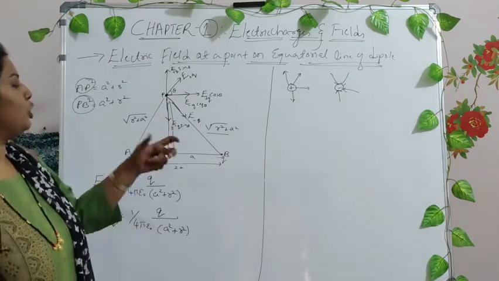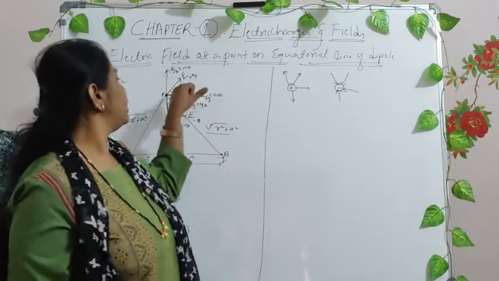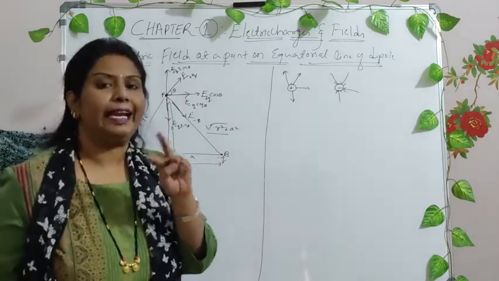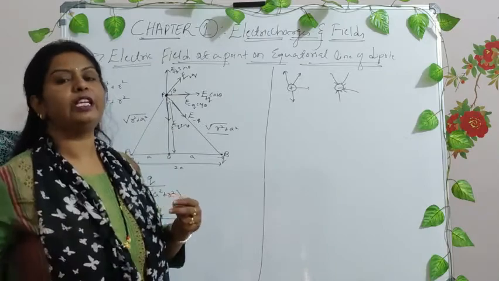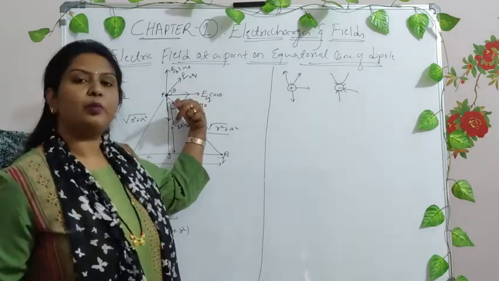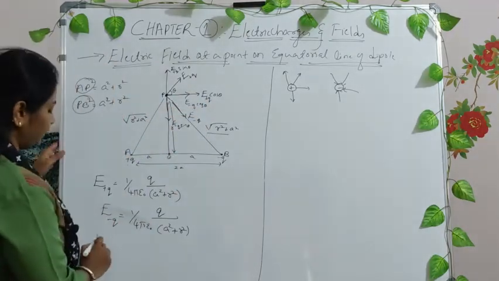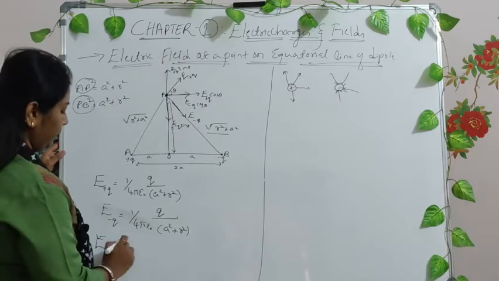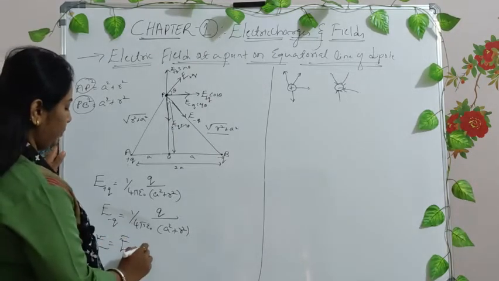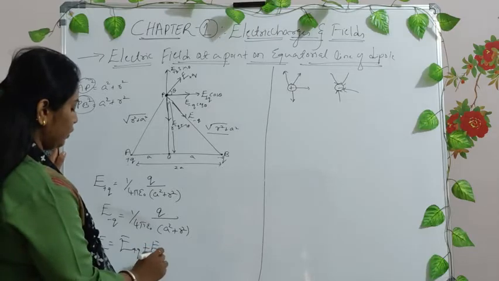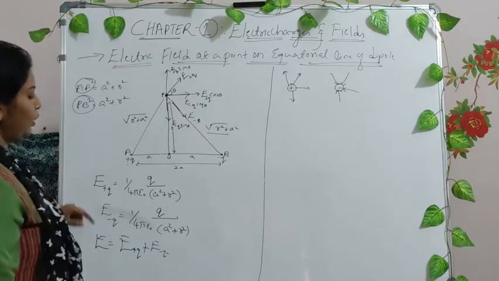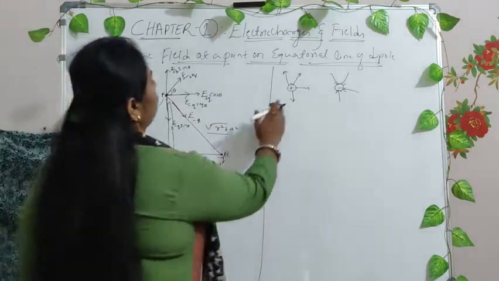Now what you do, if you want a net electric field at this particular point, you add, by vector addition, both the electric fields, which gives you the net electric field at this point. So E will be equal to E because of the positive charge plus E because of the negative charge. Now what is the vector sum of these two?